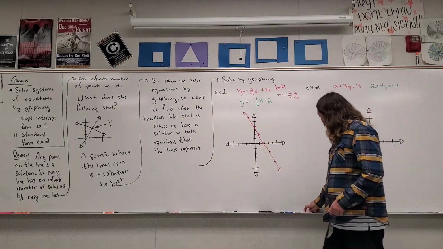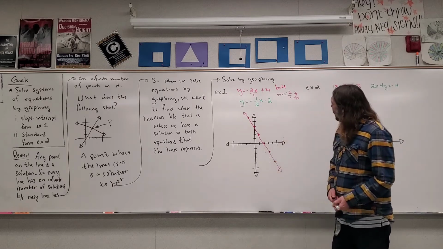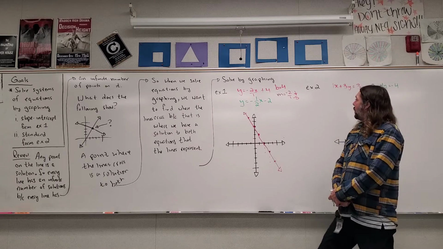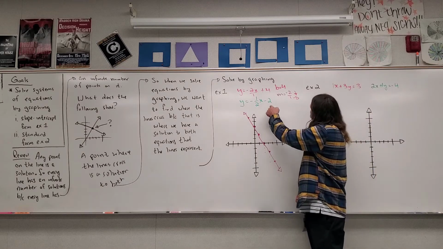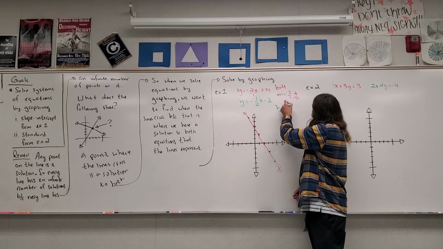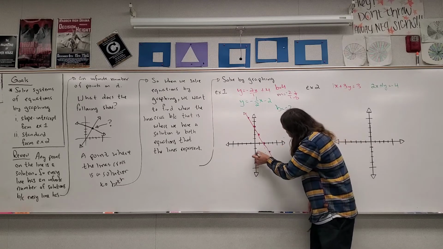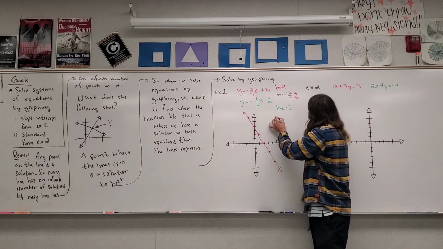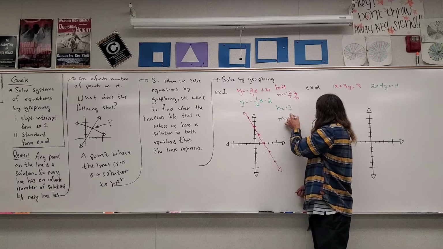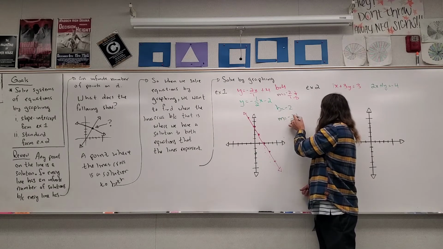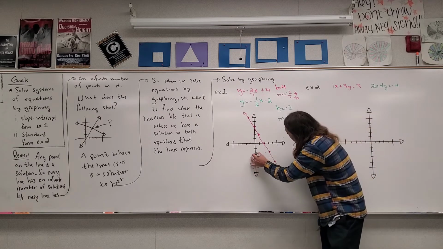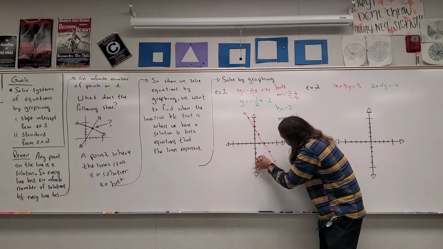So again, my equations are in slope-intercept form, so I already know my b value and I already know my slope. So my second equation, my b value is -2, so I begin at -2 on the y-axis. I'm going to put the negative up top. My m is equal to -1/2. So I rise in the negative direction, run in the positive direction. So from here, I go down 1, right 2.